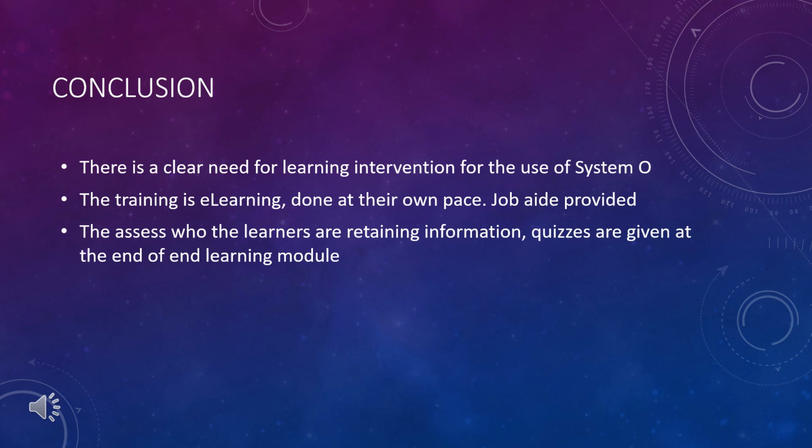In order to assess how learners have done in the training, quizzes will be given to them at the end of each learning module, which is a total of 3 modules, to ensure that they have learned the proper materials needed in order to effectively use System O. This training overall will ensure there is a standard training procedure in place that is straightforward and simple to learn for whoever may use System O in the future.